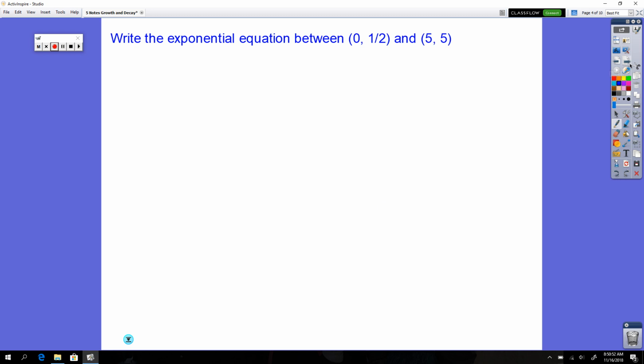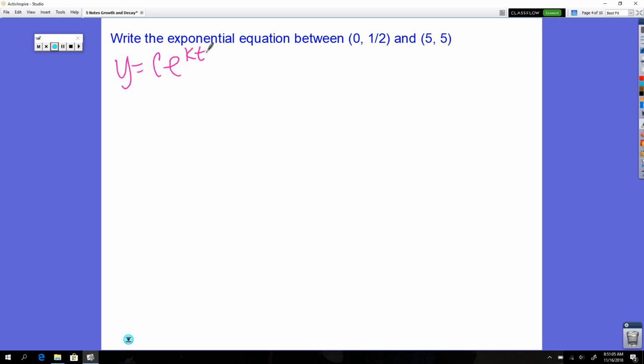So to write the equation between the 2 points of (0, 1/2) and (5, 5), we're going to start with our equation, which we know is y equals Ce^(kt). And our goal is to solve for C and for k. That's how we figure this out.